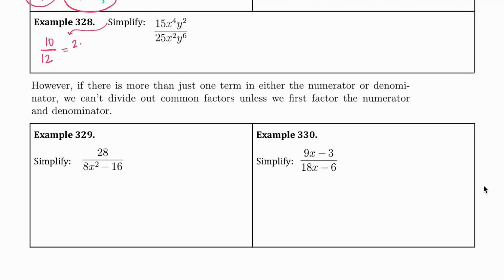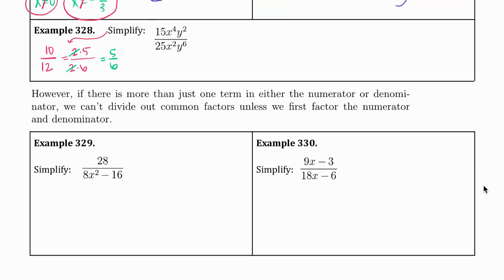So I could rewrite 10 as 2 times 5. I could rewrite 12 as 2 times 6. Well, we've got a 2 on the top, a 2 on the bottom, so those can cancel, and I'd be left with 5/6. So that's the foundation of what we're doing for all of this unit. We're still just simplifying fractions. They're just going to look a little bit different than what we're used to.